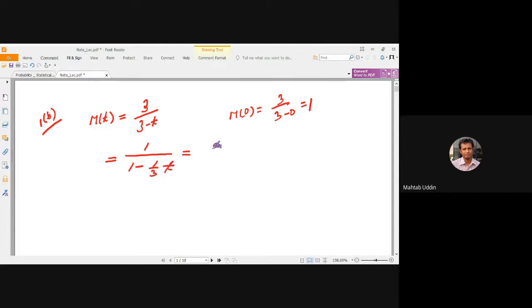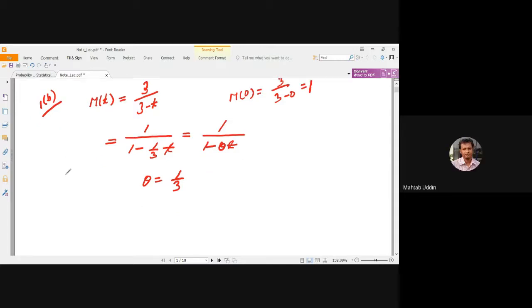Then compare this with the basic moment generating function. By comparing, we can find what theta is. What's the theta? Please respond. Theta is 1 by 3. Since theta is 1 by 3, we have to find three things here.